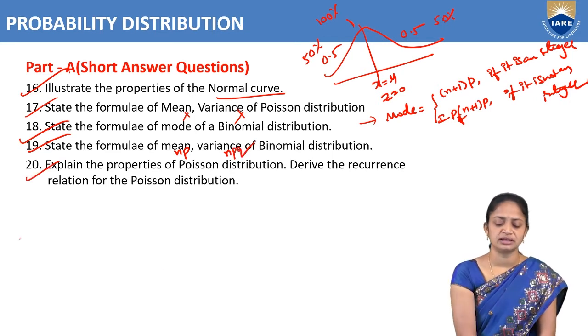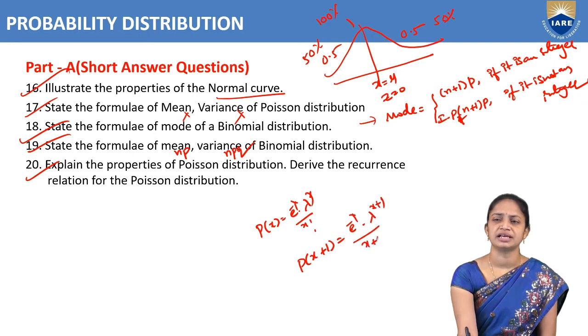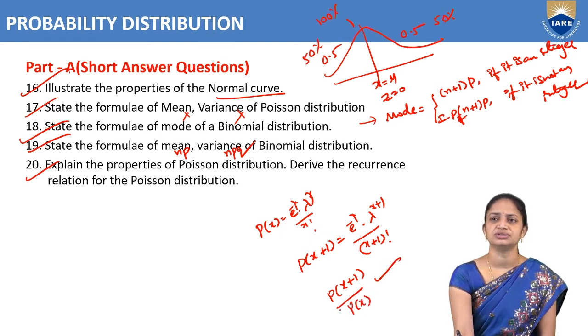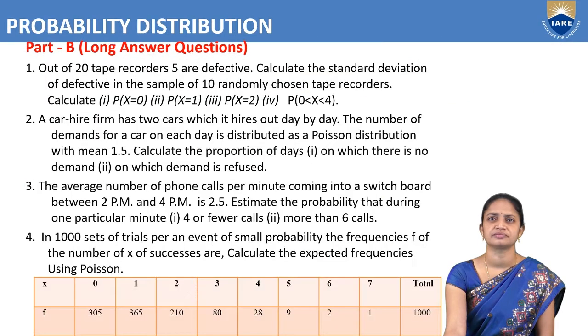Now explain the properties of the Poisson distribution and derive the recurrence relation. This is also the same. Here P of x equal to e power minus lambda, lambda power x by x factorial. We need to write P of x plus 1 as e power minus lambda, lambda power x plus 1 divided by x plus 1 factorial. Then we just need to calculate P of x plus 1 divided by P of x. This is our recurrence relation of the Poisson distribution.